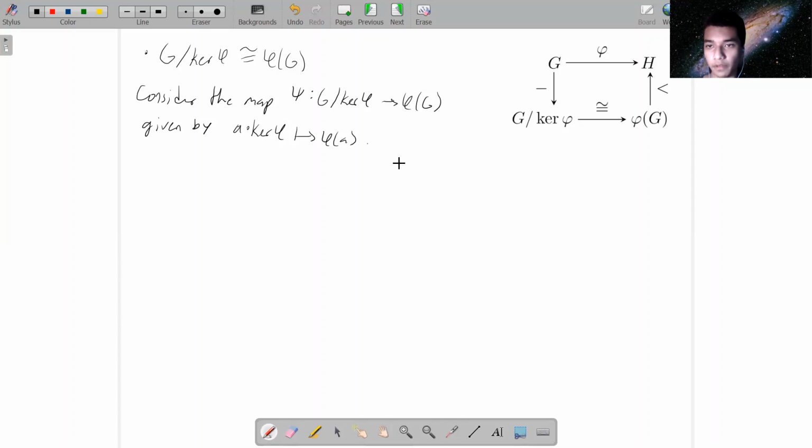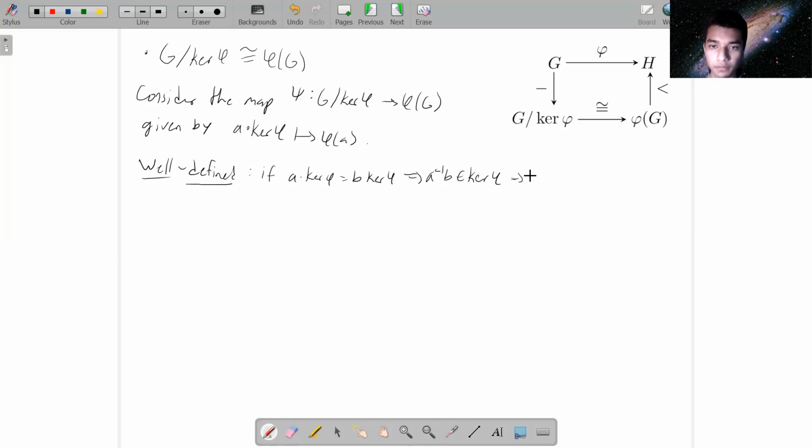First of all, we should check that this map is actually well defined. So let's begin with this. Well defined. If a times kernel phi, left coset, is equal to b kernel phi, we must see that the image of both of these is the same, so that the map is actually well defined. Well, this implies that a inverse b is in the kernel of phi, by definition.